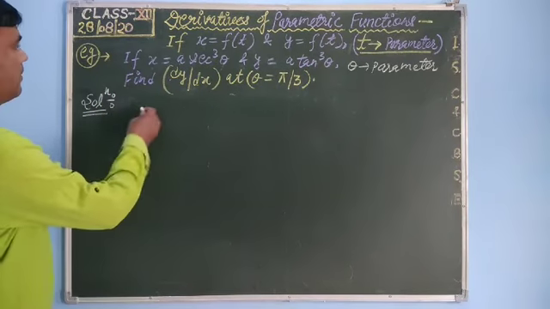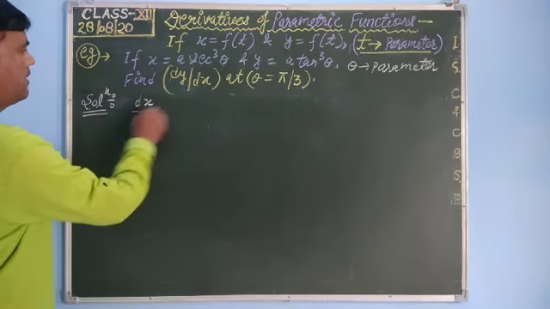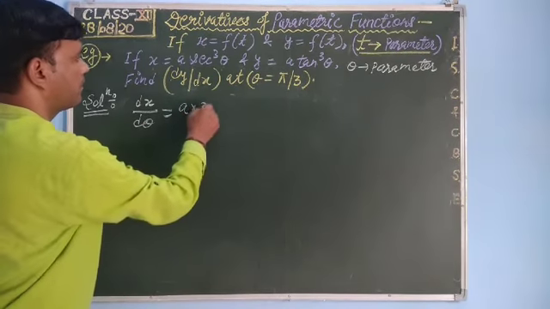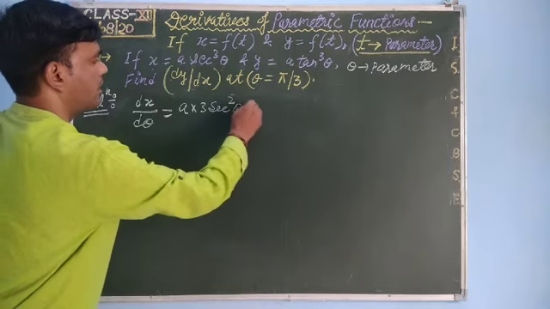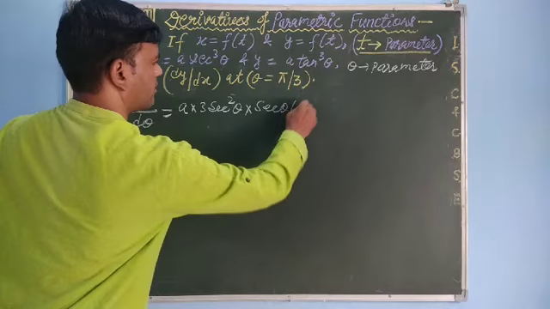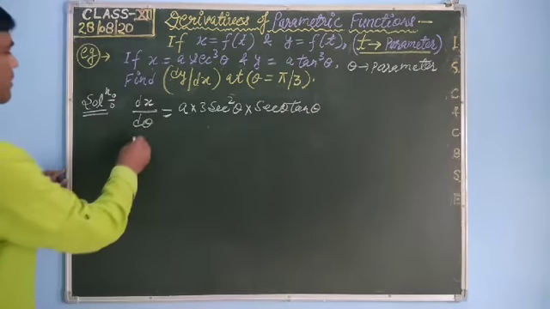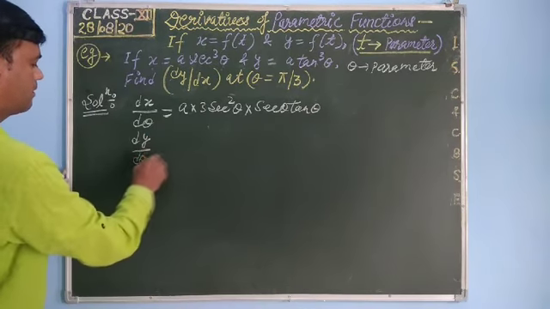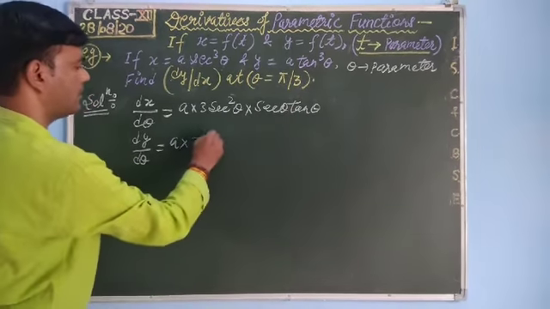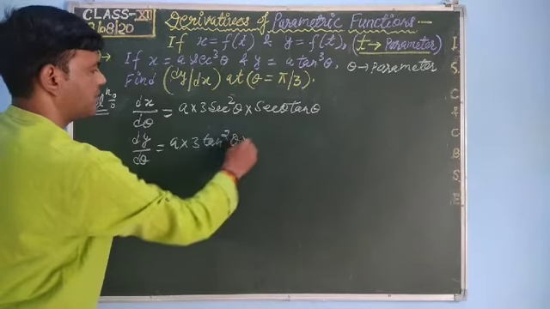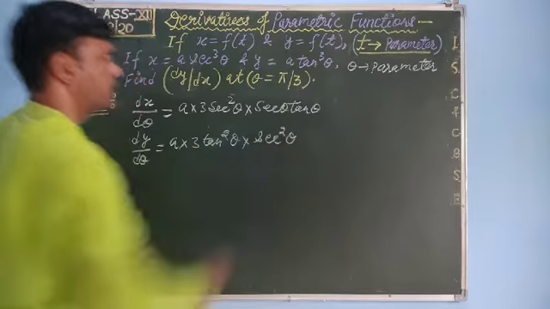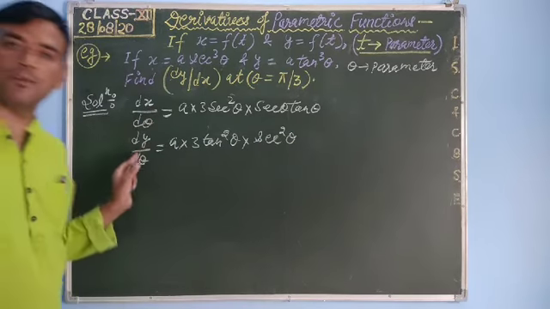Okay, so let's see. First we find dx upon d theta, which will be equal to a, a constant, times 3 sec square theta into the derivative of sec theta by chain rule, sec theta tan theta. Similarly, dy by d theta is equal to a, again a constant, into the derivative of tan cube theta, which is 3 tan square theta, and by chain rule the derivative of tan theta, that is sec square theta. So we have dx upon d theta and dy upon d theta.